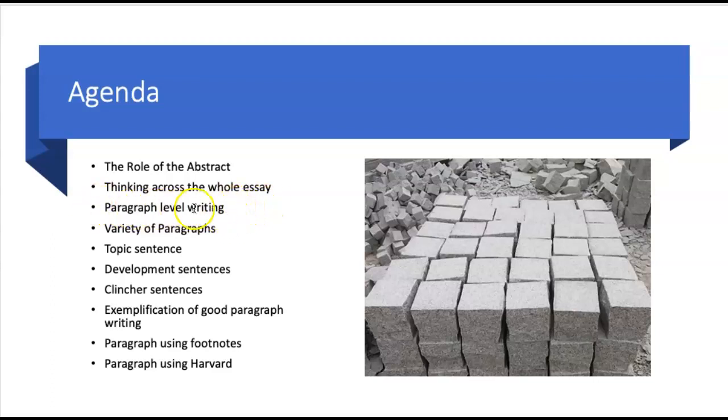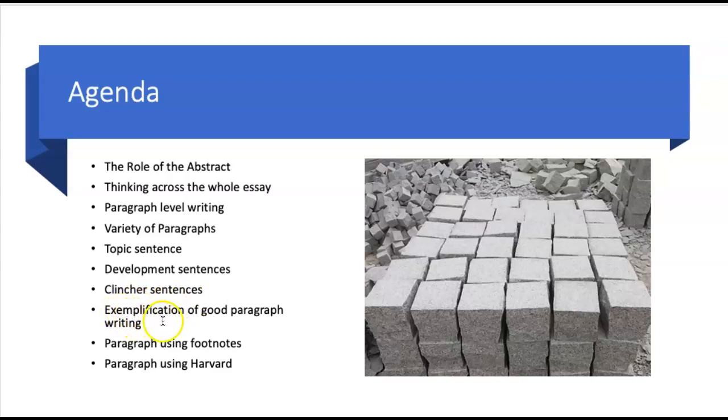So I'm going to look at then paragraph level writing. I'm going to look at the design of paragraphs. And I'm going to be showing you that there's not one paragraph. There are quite a few internet sites that tell you there's one way, there's a formula for a paragraph. Well, quite frankly, that's incorrect. So I'm going to be looking at different types of paragraphs. I'm going to be looking at the role of the topic sentence, and at development sentences. Some people call them support sentences. I'm going to be looking at this idea of a clincher sentence as well. I'll tell you a little bit about that, and you'll see it's quite effective in terms of essay writing.